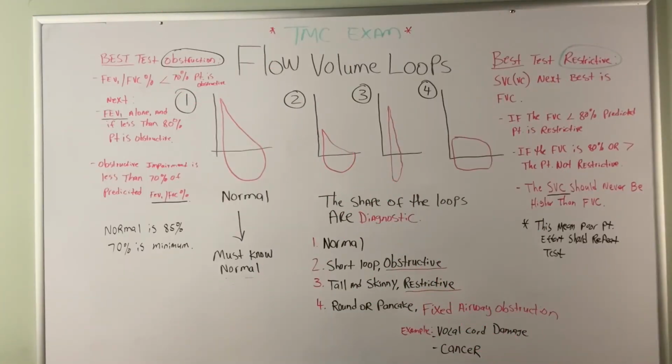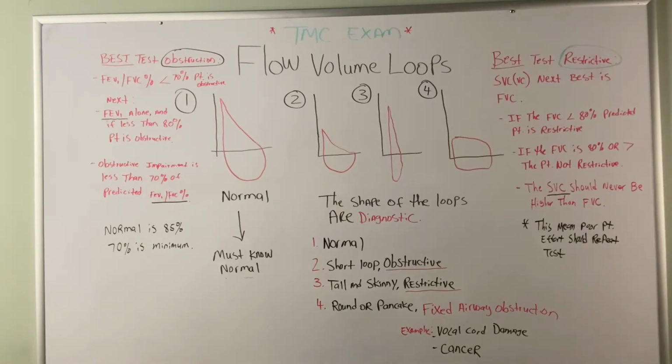Tonight, I'm talking about flow volume loop. Pay attention now to the center of the board, and we'll get to the left and the right side later. On graph number 1, this is a normal flow volume loop. You have to know normal in order to know abnormal. And number 2, you will see what is called a short loop. This represents an obstructive disease. And graph number 3, we call it a tall or skinny loop, which represents a restrictive disease.